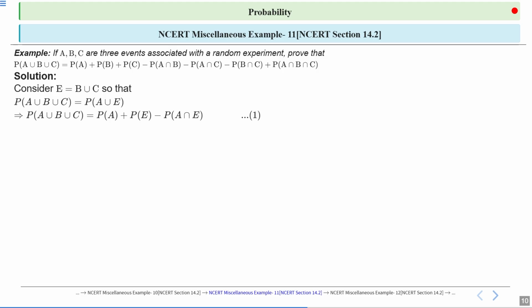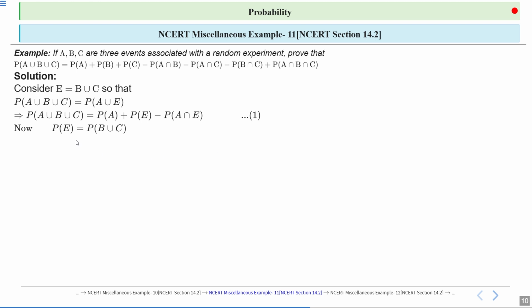And then it implies probability of A union B union C is equal to probability of A plus probability of E minus probability of A intersection E. Okay, basically we used here probability of A union E is equal to probability of A plus probability of E minus probability of A intersection E. So now naming this equation, equation number 1.